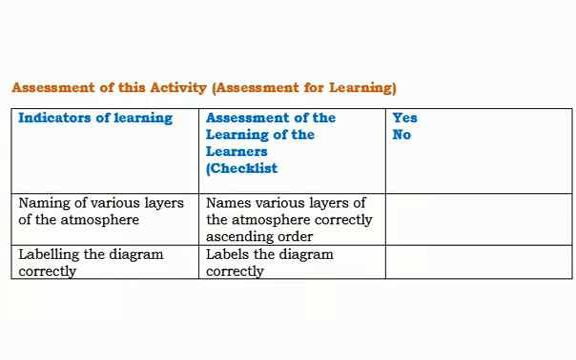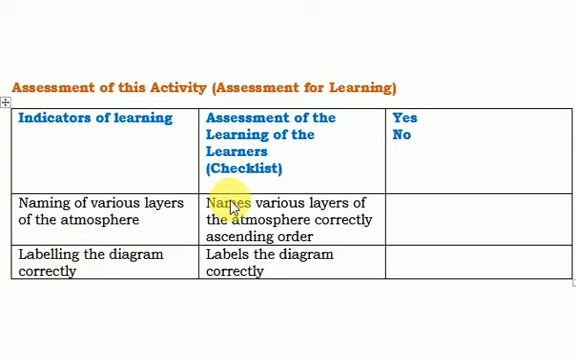Assessment of this activity, which is also assessment for learning. Here we have given three columns: 1, 2, and 3. In the first are indicators of learning. In second, assessment of the learning of the learners, which is given in the form of checklist, and here is yes and no. So indicators are naming of various layers of the atmosphere, and second, labeling the diagram correctly.